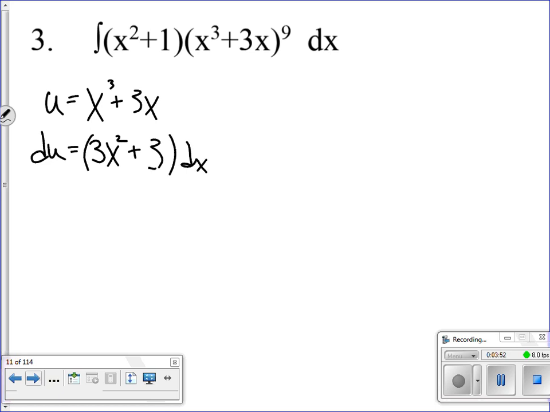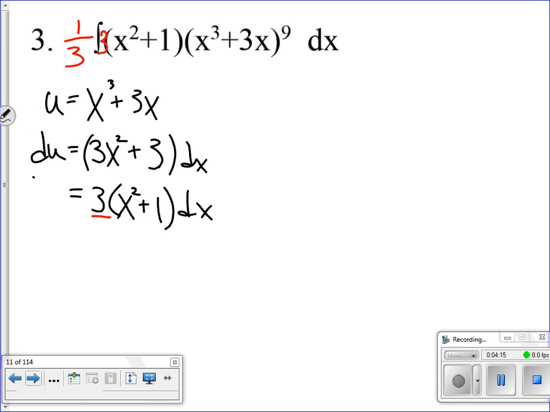Now, I always say you need all the factors of du in your problem. This is not completely factored this time, so let's just factor out the 3. And when we do that, we see that we are missing a factor of 3. So I'm going to put the 3 in anywhere you want after the integral sign, and the 1/3 on the outside.